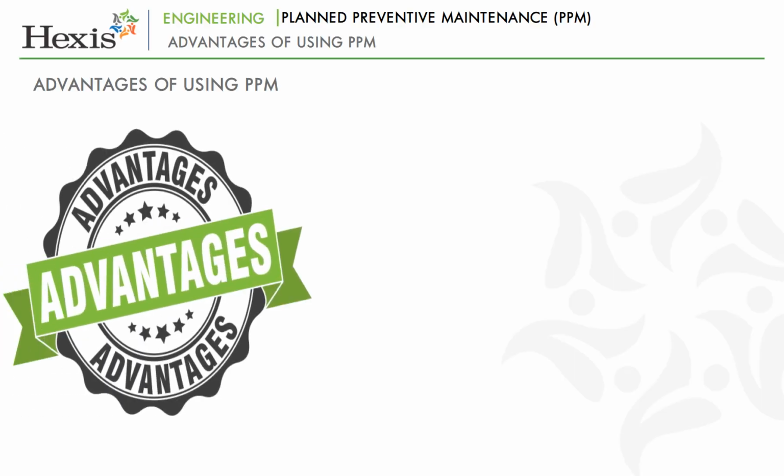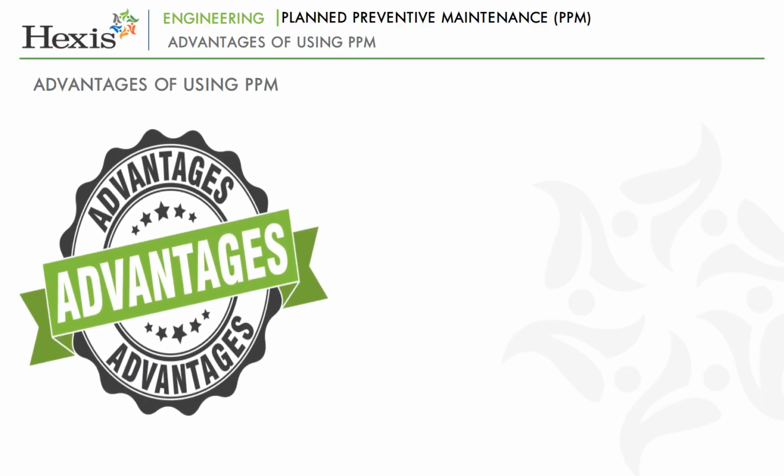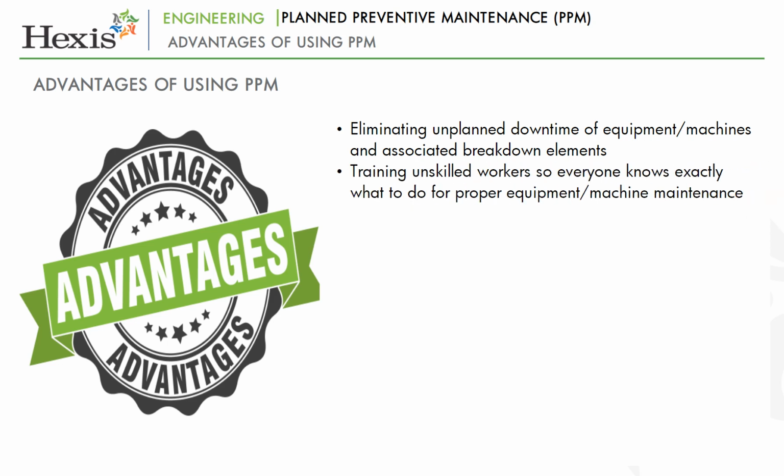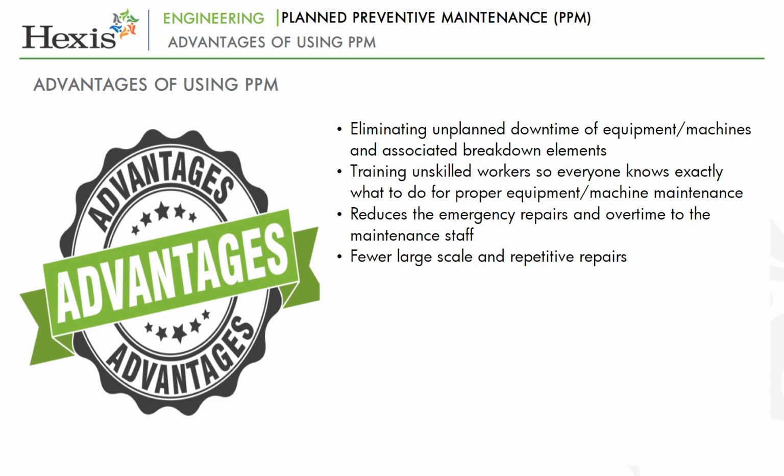Next, let's look at the advantages of using PPM. Eliminating unplanned downtime of equipment or machines and associated breakdown elements. Training unskilled workers so everyone knows exactly what to do for proper equipment or machine maintenance. Reduces the emergency repairs and overtime to the maintenance staff. Fewer large-scale and repetitive repairs. Increasing plant or machine productivity, output, and revenues.